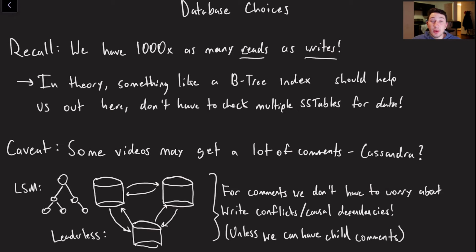We can get away with using something like MySQL here because it uses a B-tree. If you recall, the B-tree is just a big tree on disk, and it is a lot easier to iterate this on-disk tree than it is to check multiple different SS tables, which would be the case for an LSM tree index. So a B-tree index would be perfectly acceptable here, and as a result I tend to opt for something like MySQL for all of those tables that I listed.